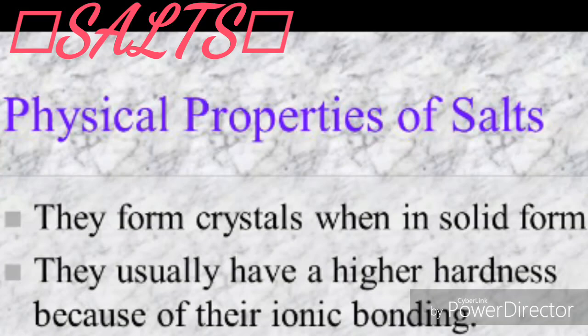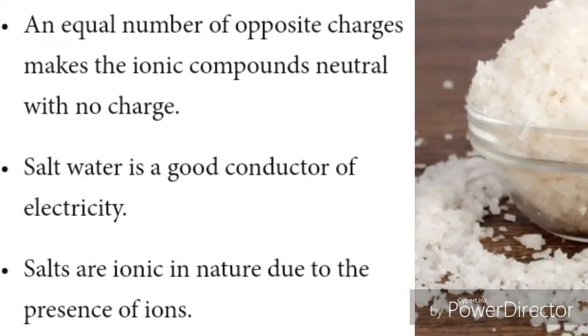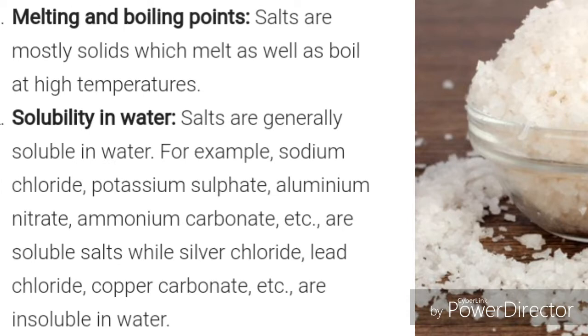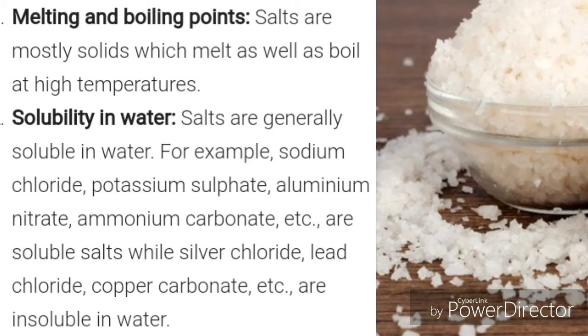First, let us see the physical properties of salts. Salts form crystals when in solid form. Salts usually have a higher hardness because of their ionic bonding. An equal number of opposite charges makes the ionic compounds neutral with no charge. Salt water is a good conductor of electricity. Salts are ionic in nature due to the presence of ions. Salts are mostly solids which melt as well as boil at high temperatures.